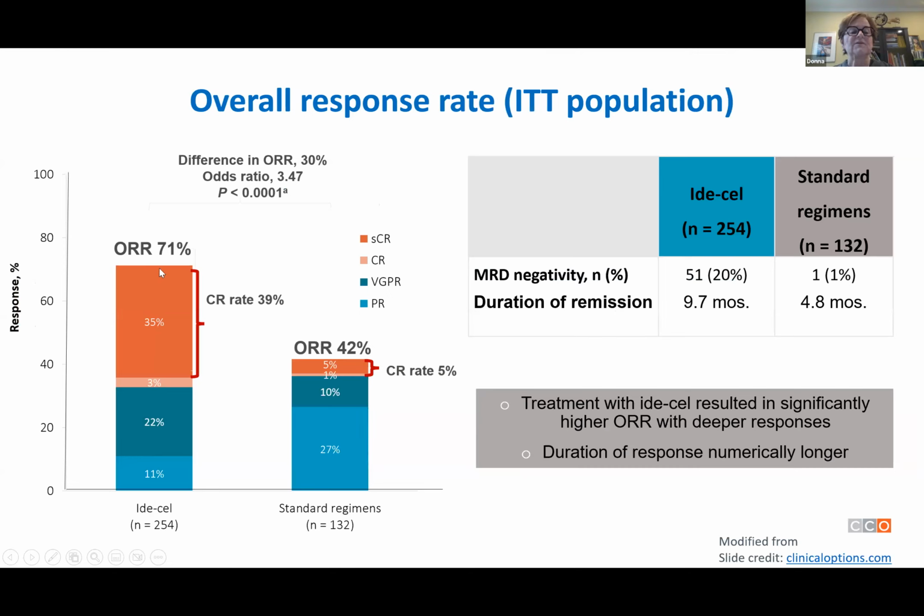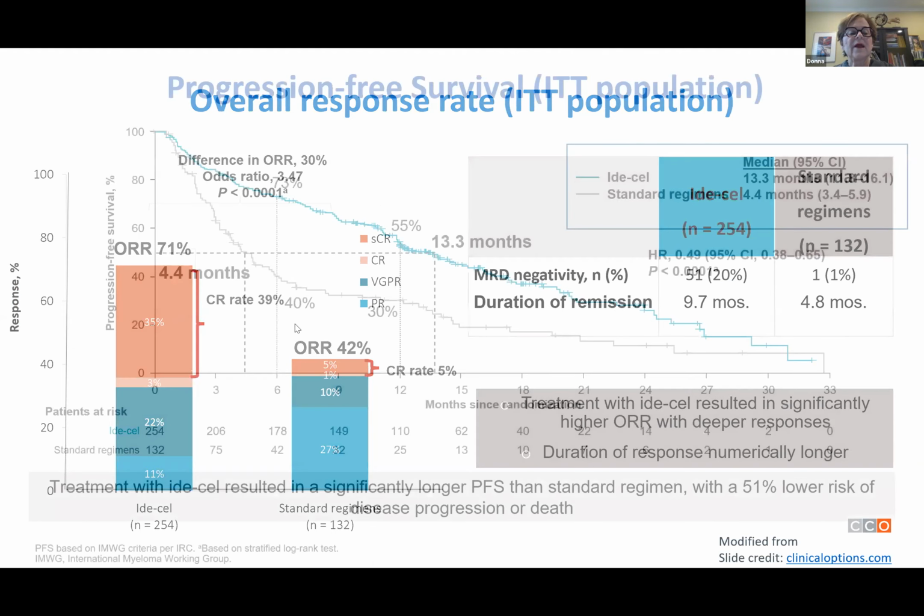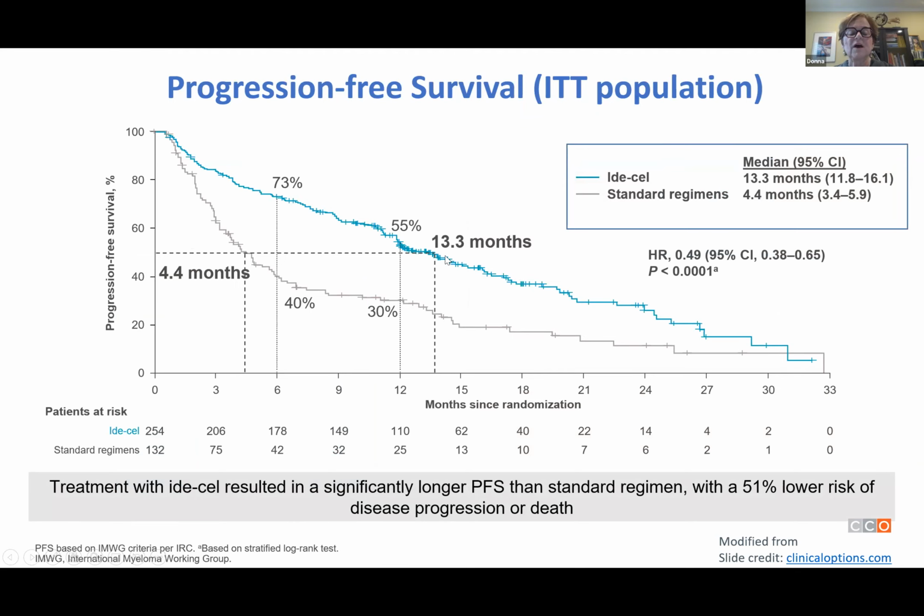Overall response rate 70%, and it was considerably better than the standard option. There was more MRD negativity and a longer remission duration. And the progression-free survival was 3 times longer. What I think is a bit striking is this is not that much better than in the very advanced disease, and it is meaningful.